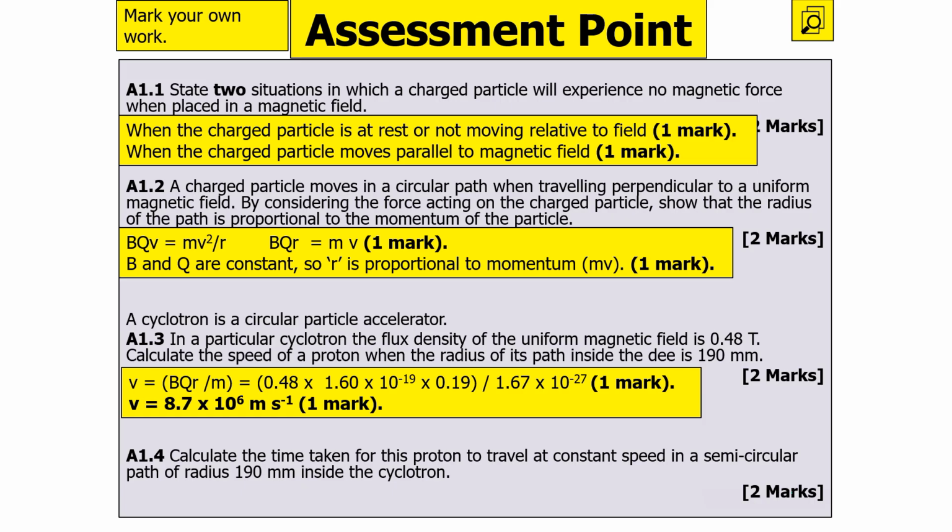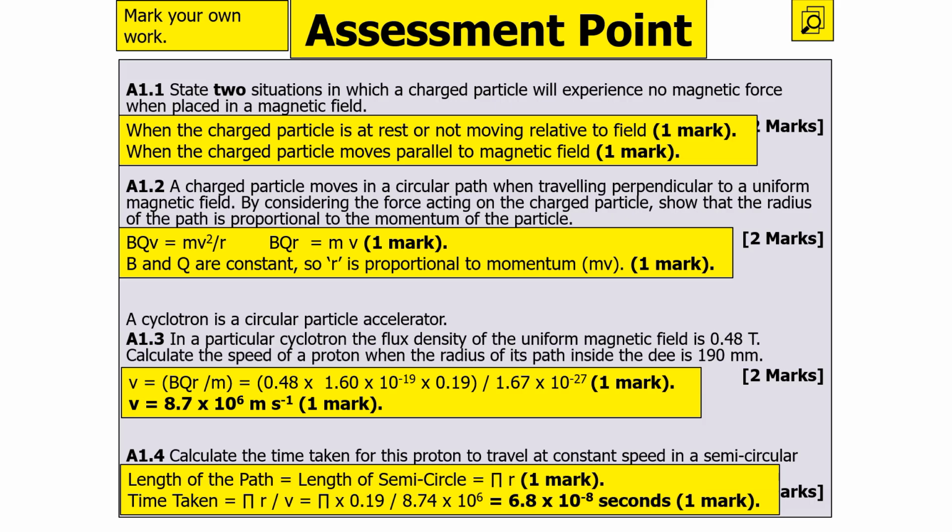Now, because we're moving in a semicircular path for the next question, the length of the path is the length of the semicircle, which is pi r. So the time taken is going to be the length divided by the velocity. So it'll be pi r over v. So it's pi times 0.19 over 8.74 times 10 to the 6, which is 6.8 times 10 to the minus 8 seconds.